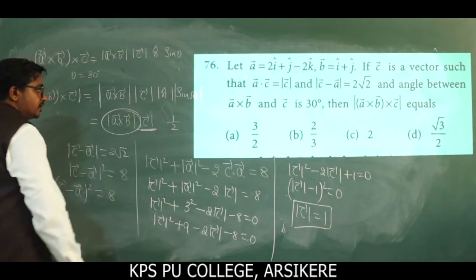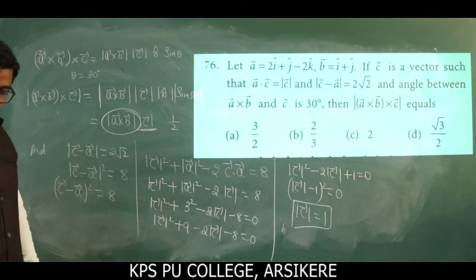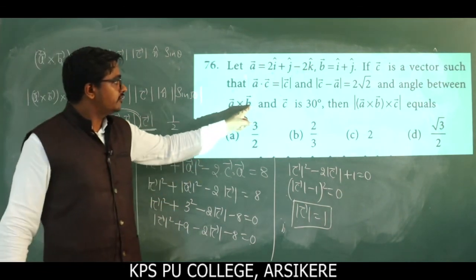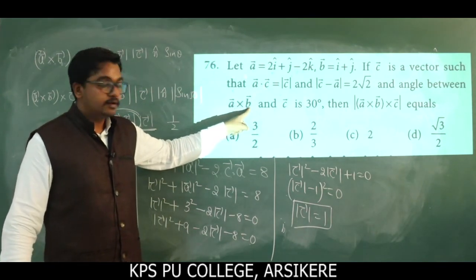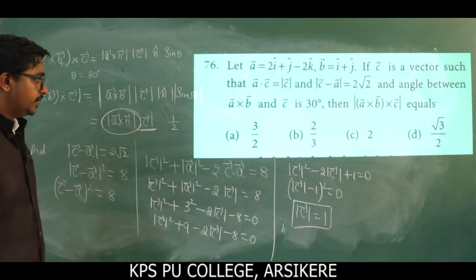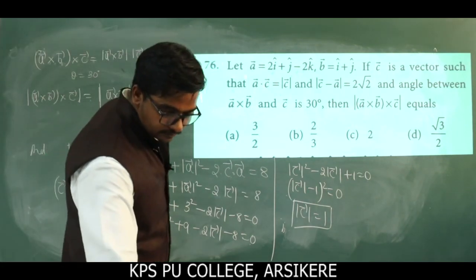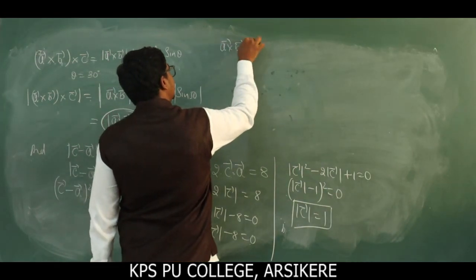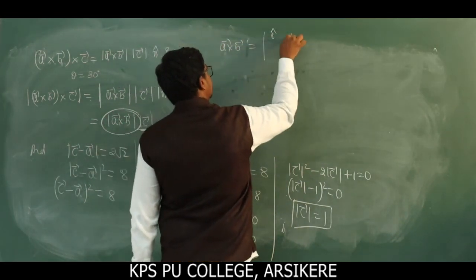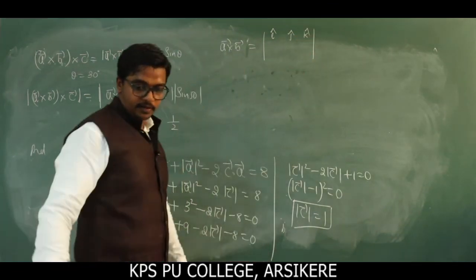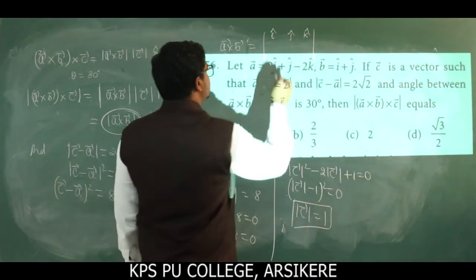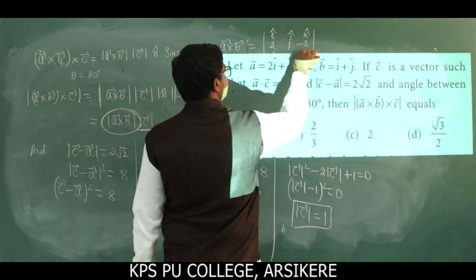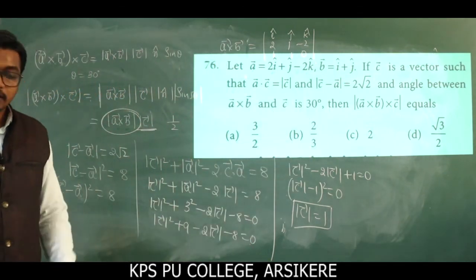Your requirement is A cross B. We need magnitude of A cross B. So let us find the cross product of A and B. Therefore A cross B is equal to the determinant with I, J, K, then 2, 1, minus 2, and 1, 1, 0. For the K component of B, it is 0.